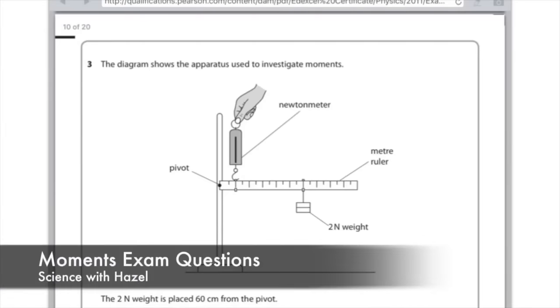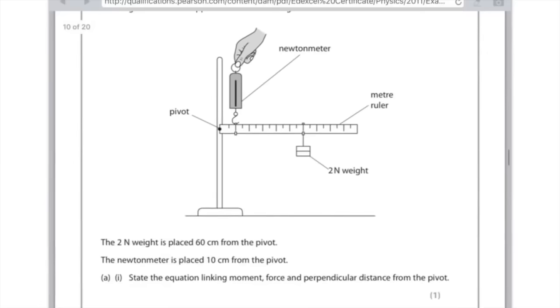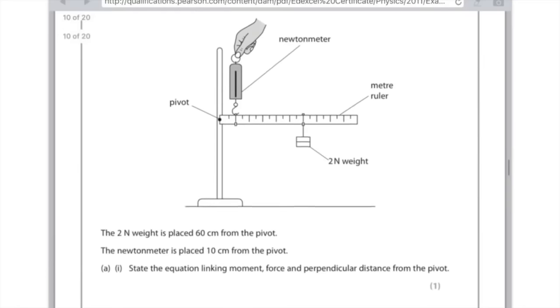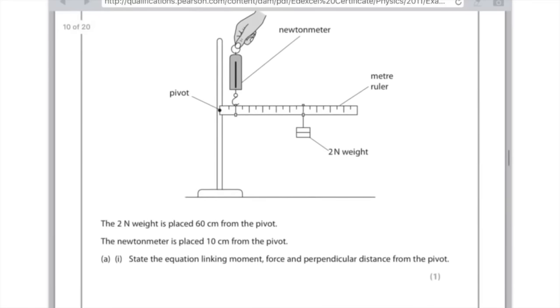Time for some moment questions. The diagram shows the apparatus used to investigate moments. The 2 Newton weight is placed 60 centimetres from the pivot. The Newton meter is placed 10 centimetres from the pivot. State the equation linking moment, force and perpendicular distance from the pivot. Right, moment equals force times perpendicular distance.